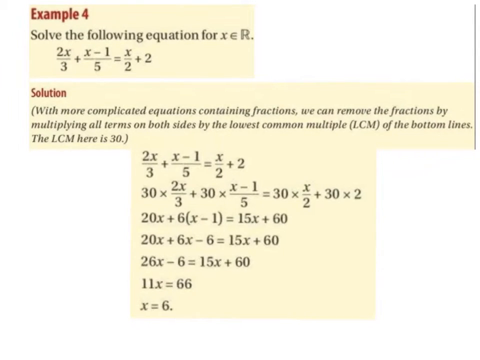So 2x over 3 multiplied by 30. x minus 1 over 5 multiplied by 30. Then we have our equals. x over 2 multiplied by 30. And then 2 multiplied by 30.